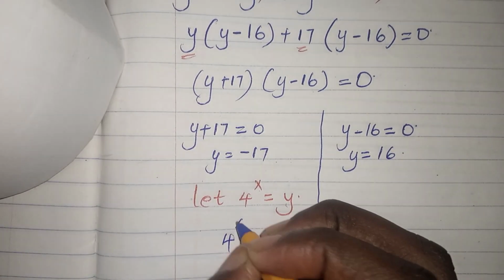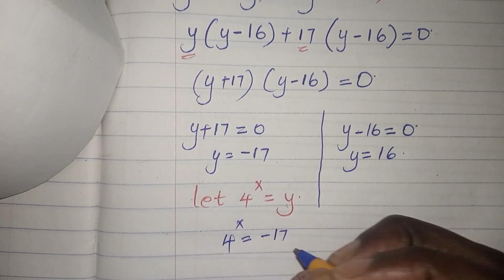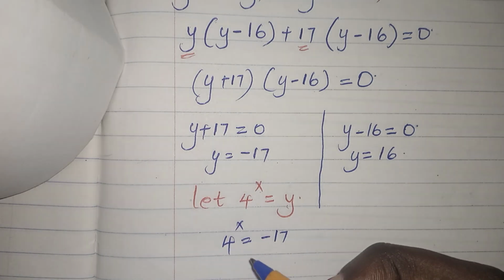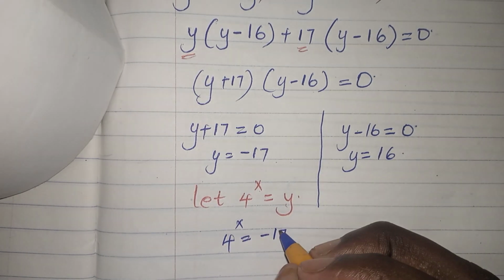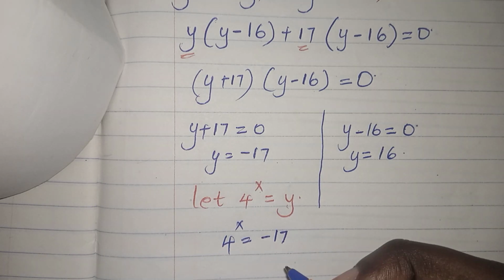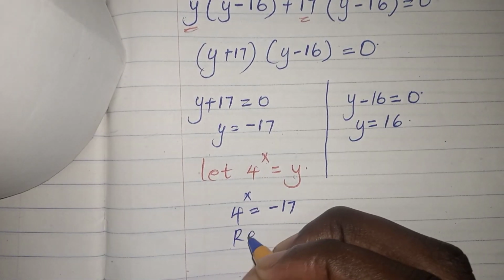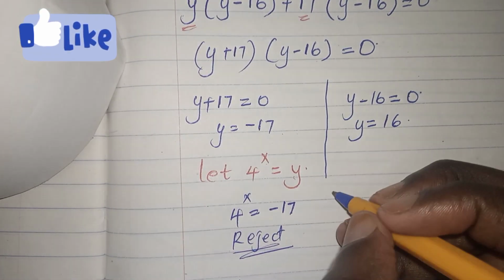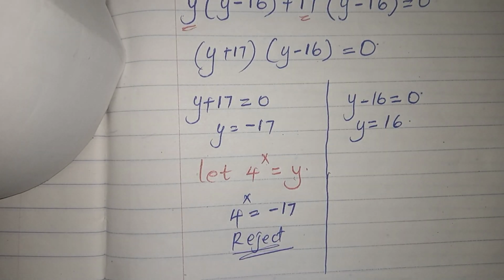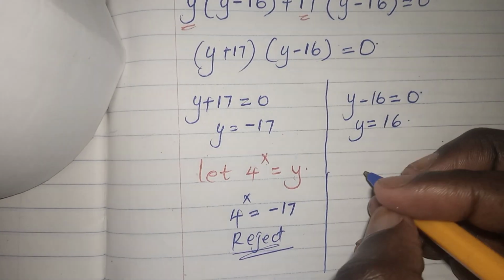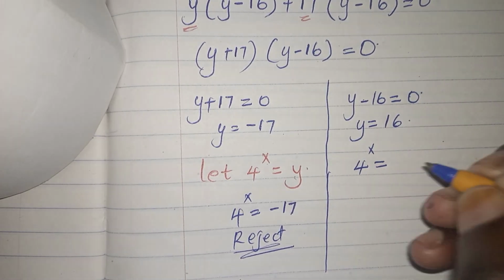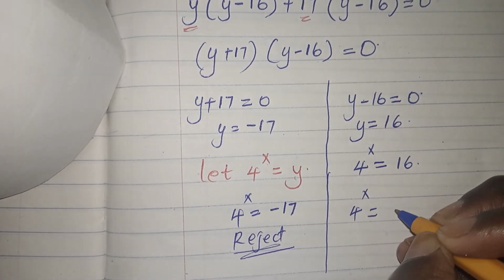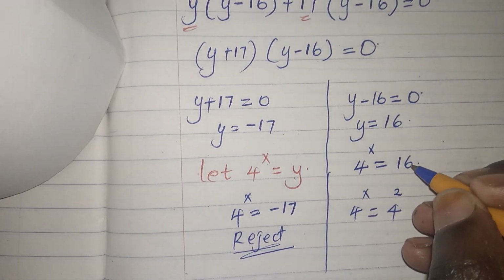So 4 to the power of x is equal to negative 17, which is y. But this is a false statement. 4 to the power of x cannot equal a negative number because a negative number is less than 0. So we shall reject this answer. And we shall remain with this other side where 4 to the power of x is equal to y, and our y here is 16. So 4 to the power of x is equal to 4 squared, which is 16.